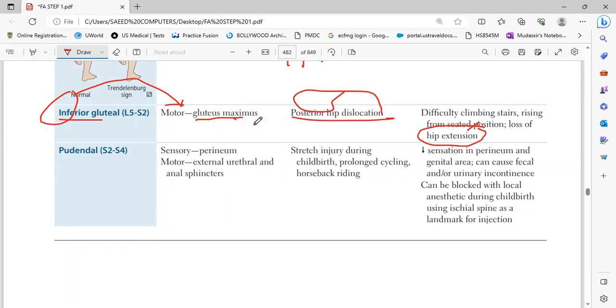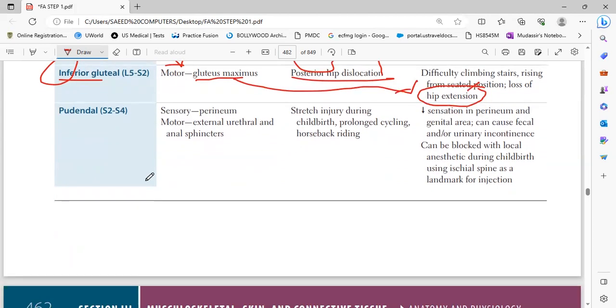Remember, the pudendal nerve is very high yield. It is sensory to the perineum. Motor is for the anal sphincter.